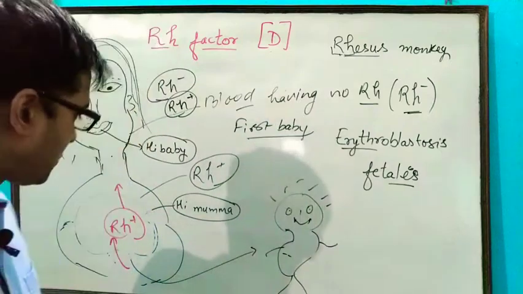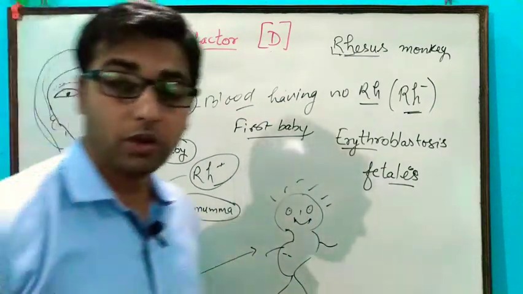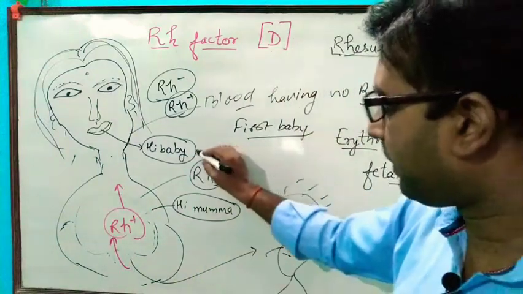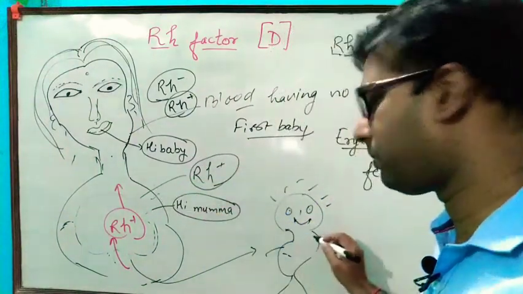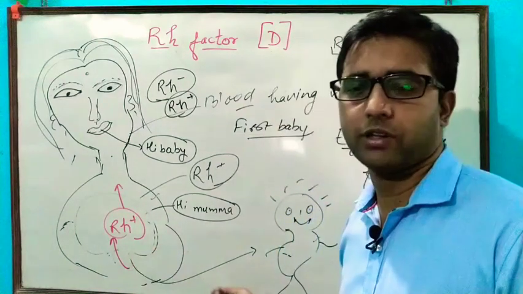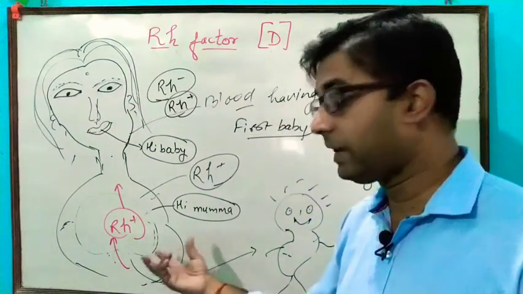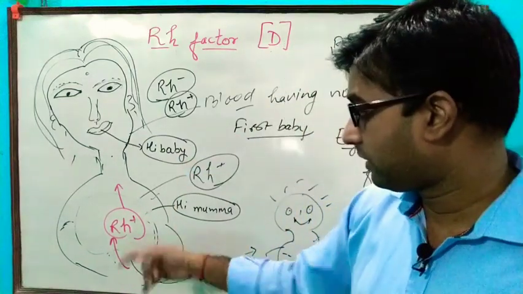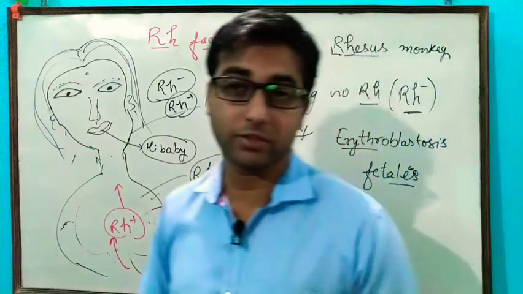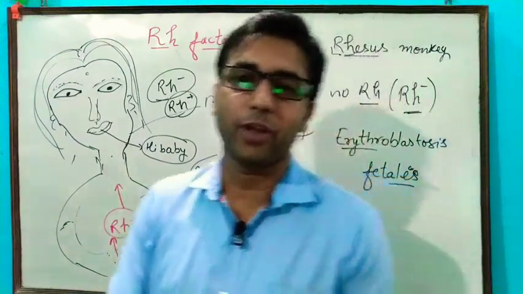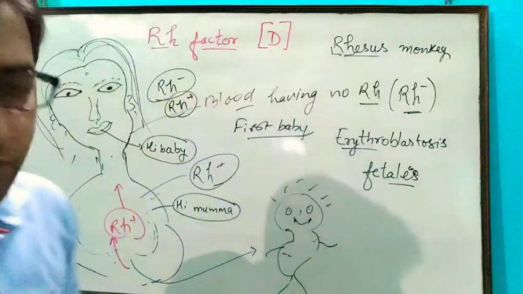Okay. So in order to avoid this, the doctor should know the blood group of the mother and the blood group of the baby. And just after the first baby's birth, they administer a dose of anti-Rh antibodies, so that the circulation may be fine for the next delivery also.